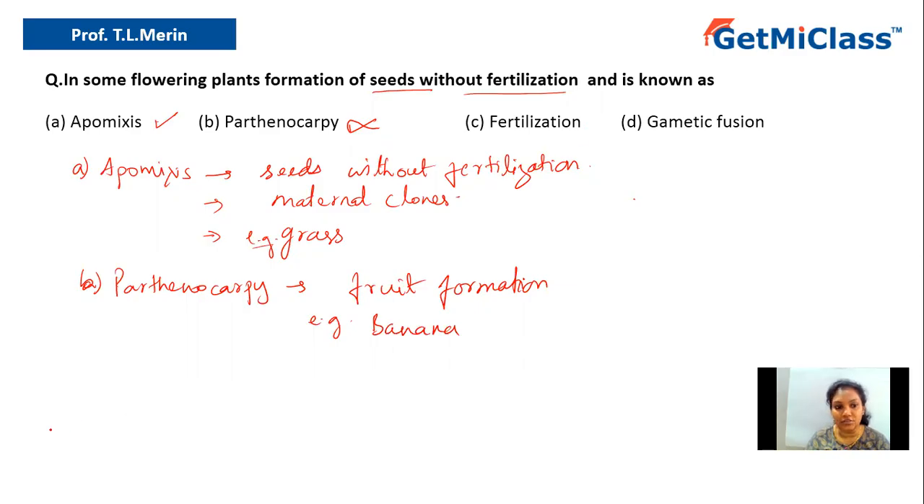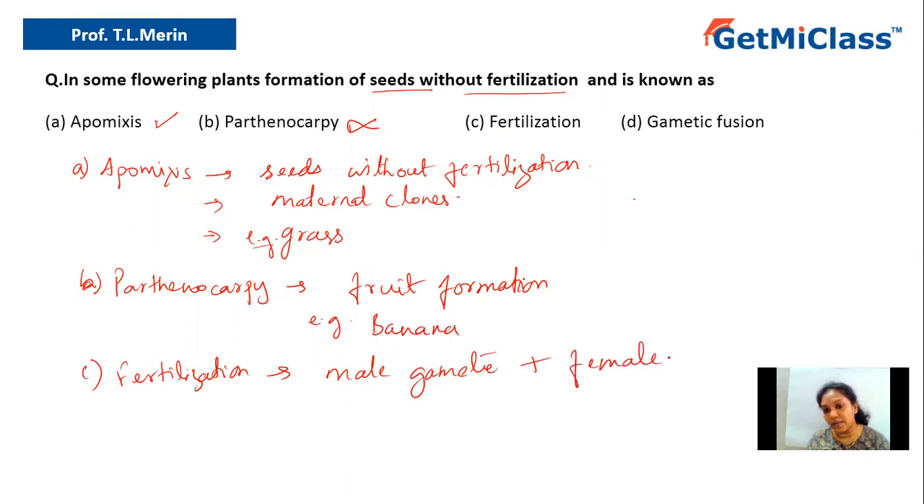Option C says fertilization. So what do you understand by fertilization? As we discussed earlier, fertilization is a process where the male gamete fuses with the female gamete to give rise to a zygote. This zygote further undergoes embryogenesis. It forms an embryo, and that embryo will give rise to a new offspring. That is what fertilization is. But here, since apomixis itself does not involve fertilization, option C is ruled out.